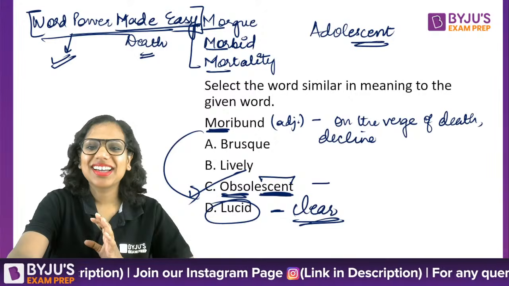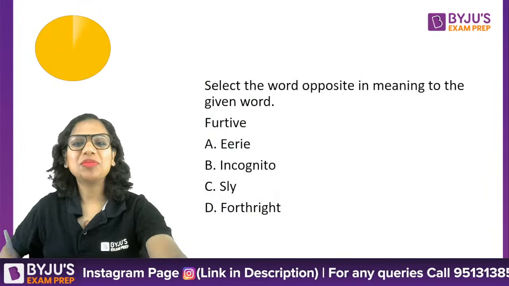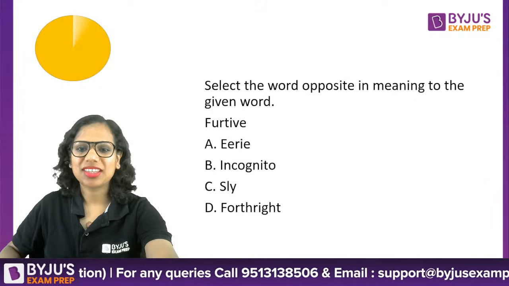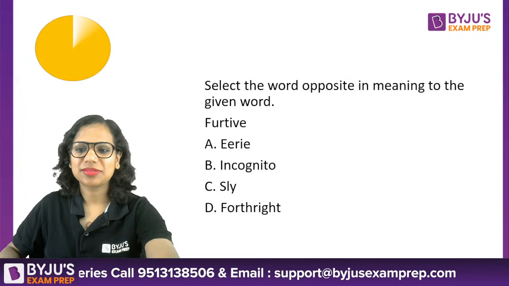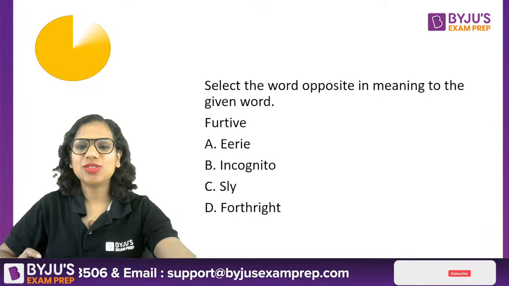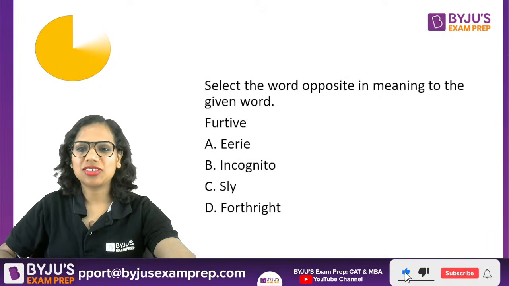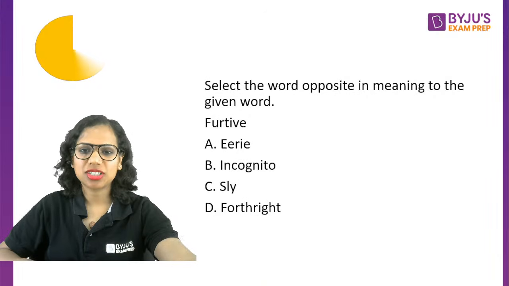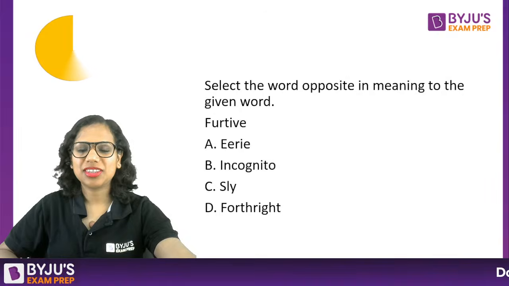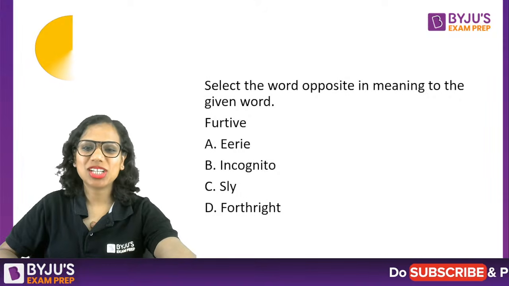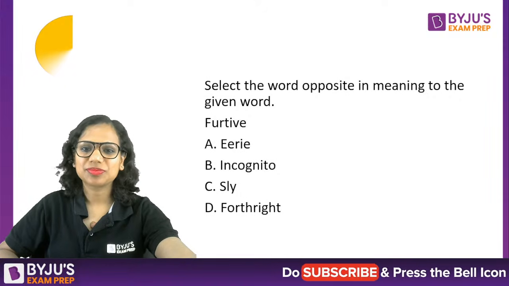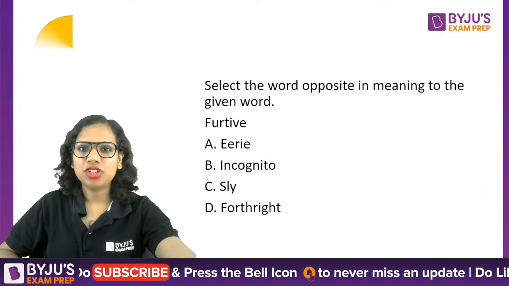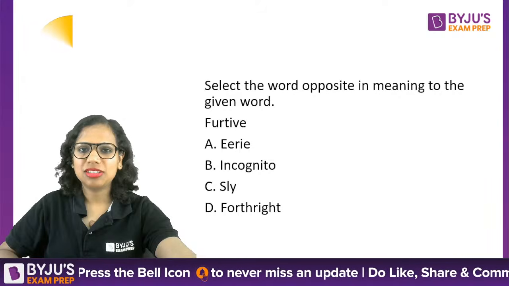Okay. All right. Opposite in meaning to the given word. Furtive. The lovers gave furtive glances to each other. Or she gave a furtive glance to her crush. That's the context in which I have heard it. So that's why I'm giving you these examples. He threw a furtive glance at his enemy in the party.